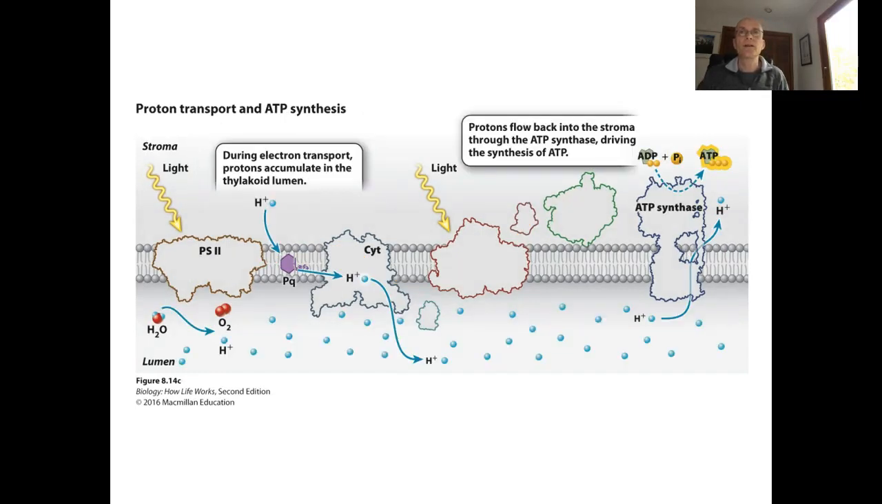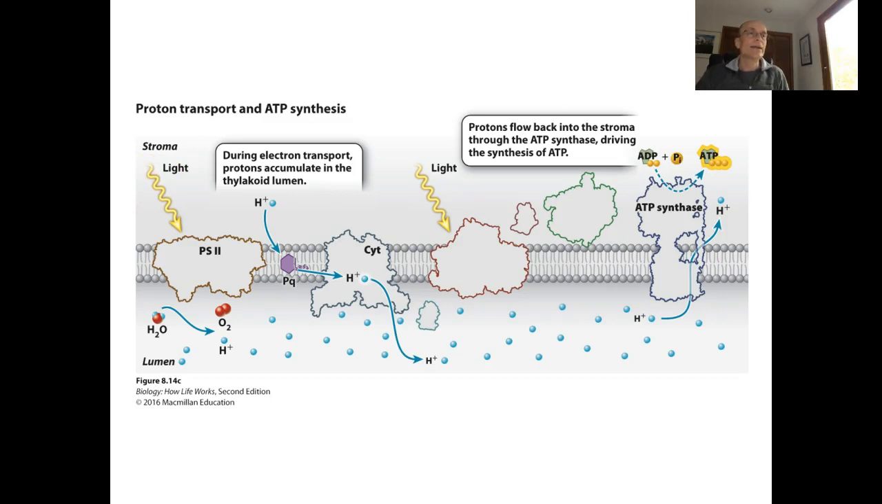And we have the proton transport, and that is what this slide shows you. So during electron transport, protons accumulate in the thylakoid lumen, right? That's what I was telling you here, how that happens because of the electron flow, the linear flow. But what this picture isolates is where the hydrogens come from. They come from the water, they come from the pumping, they all go through the ATP synthase out, and that is what's producing the ATP. So protons flow back into the stroma through the ATP synthase, driving the synthesis of ATP.